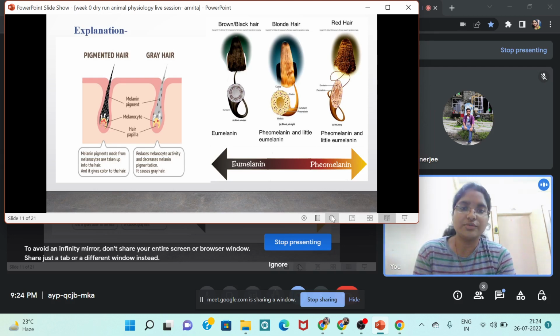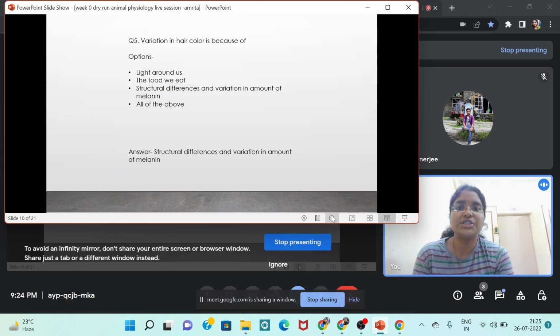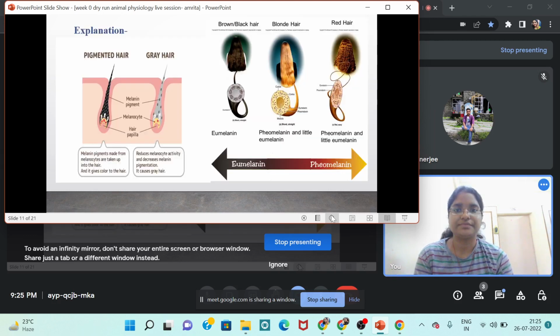However, melanin is also of two types, that is the eumelanin and pheomelanin. With eumelanin, our hair color is brown or black, and as it changes to pheomelanin, the hair color can be blonde or red as well. So the correct answer is structural differences as well as variation in the amount of melanin, because more melanin leads to black hair, and as the melanin decreases in the melanocytes which secrete it, it leads to gray hair. So with aging, melanin in our body decreases, which leads to gray hair.